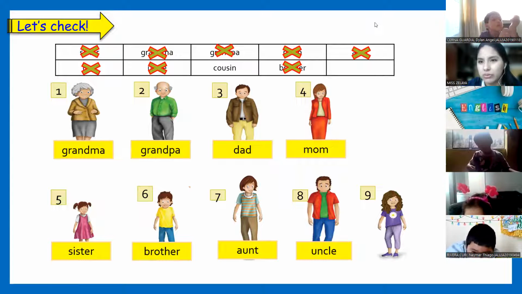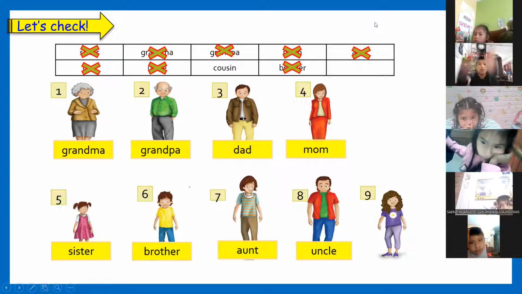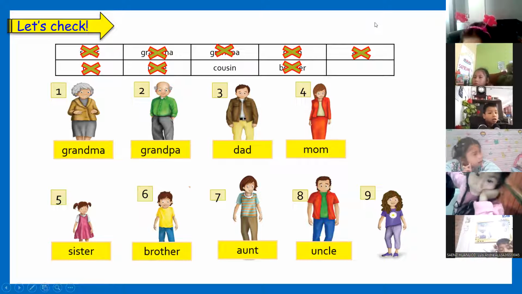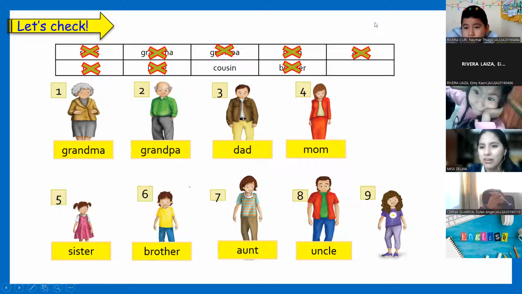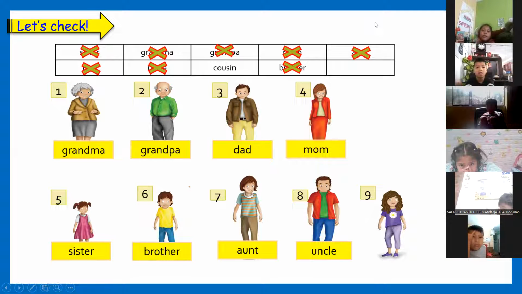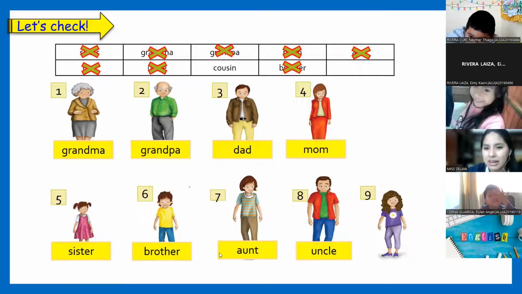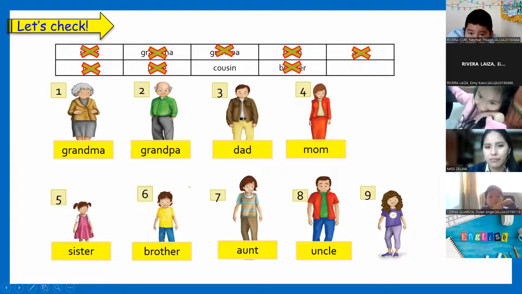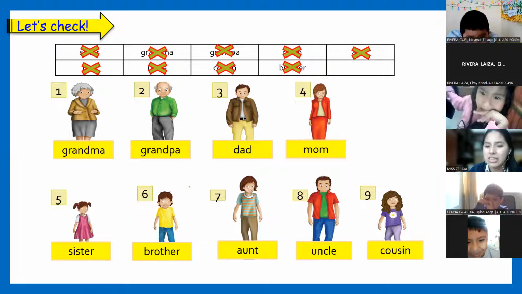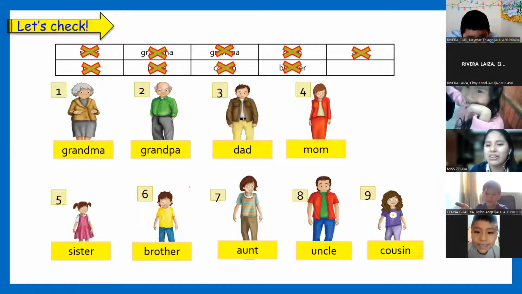Somebody else? Any other volunteer? Milan Diestra. The number nine is, how do you say prima or primo in English? Cousin. Yes, very good. Excellent. Okay, students, good job. Very good. Let's continue.